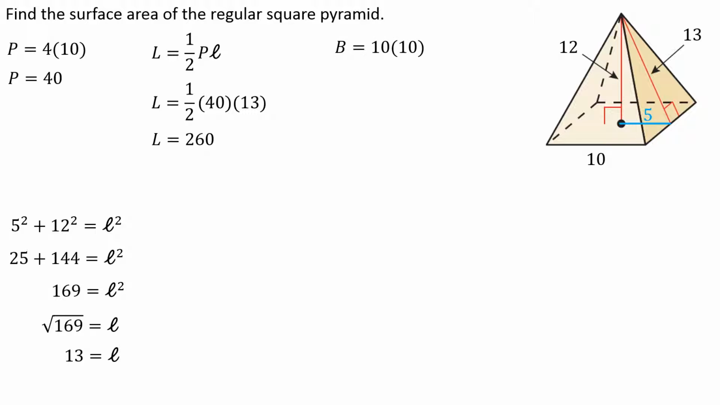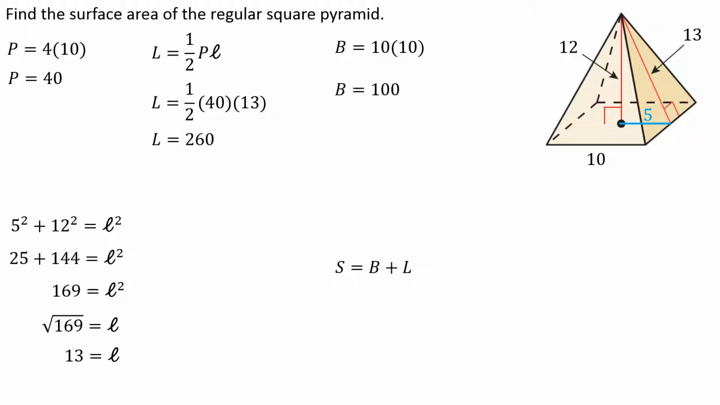Area of the base, piece of cake. All right, it's a rectangle. 10 times 10 is 100. Remember, a square is a rectangle, right? Rectangles are just length times width, so 10 times 10 is 100.